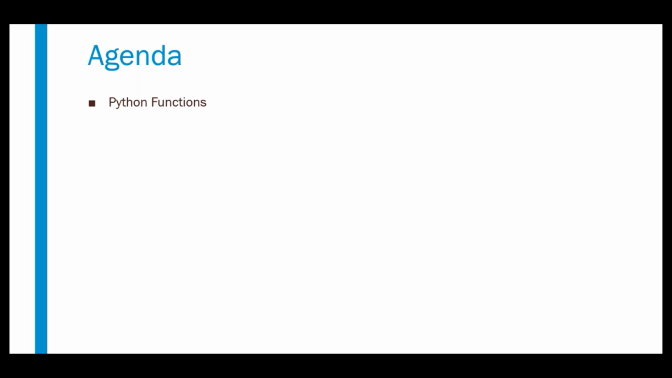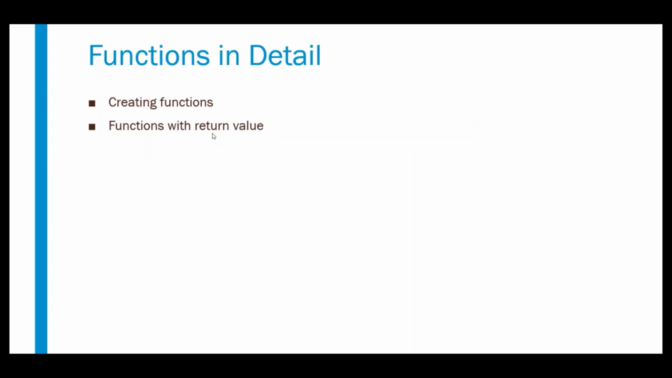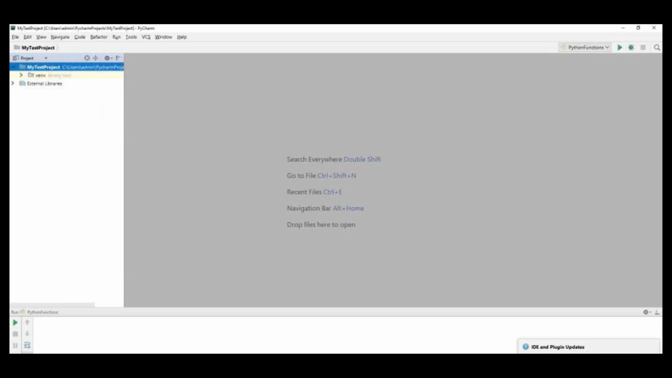So in this video, I'm going to explain about Python functions. Now let's get started. Functions are reusable pieces of code which help us to organize the structure of the code. We create functions so that we can run a set of statements multiple times during the program without repeating ourselves. Now let us see how to create functions and how we can return values from the functions and so on. Now let's start with PyCharm.